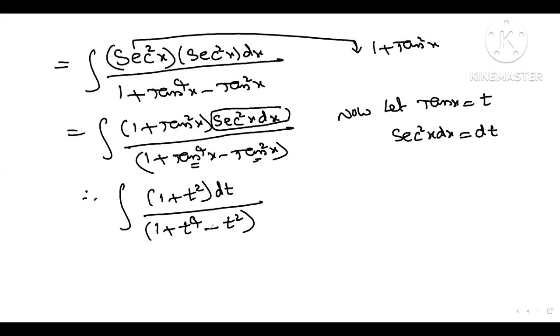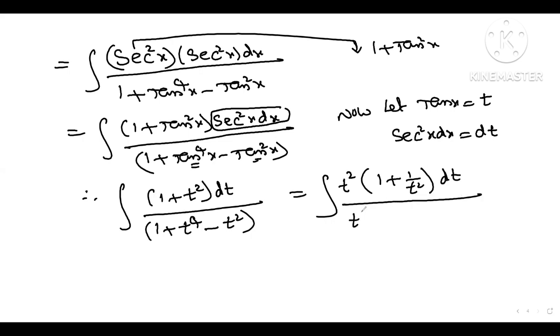Okay, for this kind of problem, we should take t square common on the numerator as well as the denominator. T square I take common, 1 plus 1 by t square. In the denominator I take t square common. What we get here? 1 by t square plus t square minus 1. Here the t square gets cancelled. What we get here? Integral.